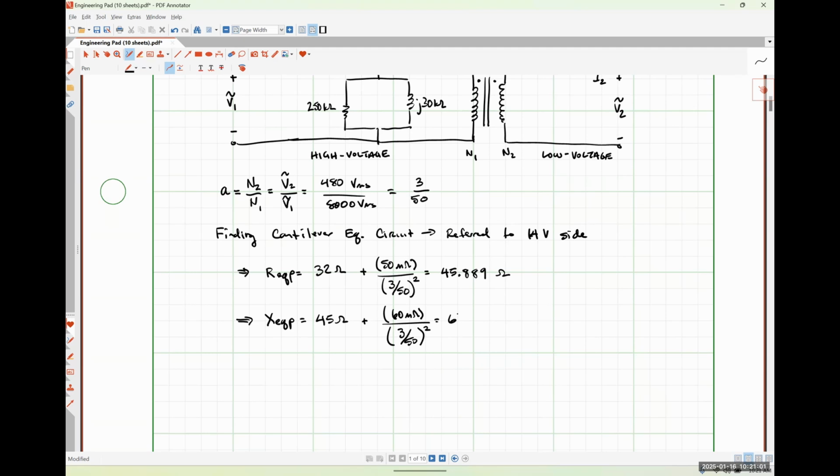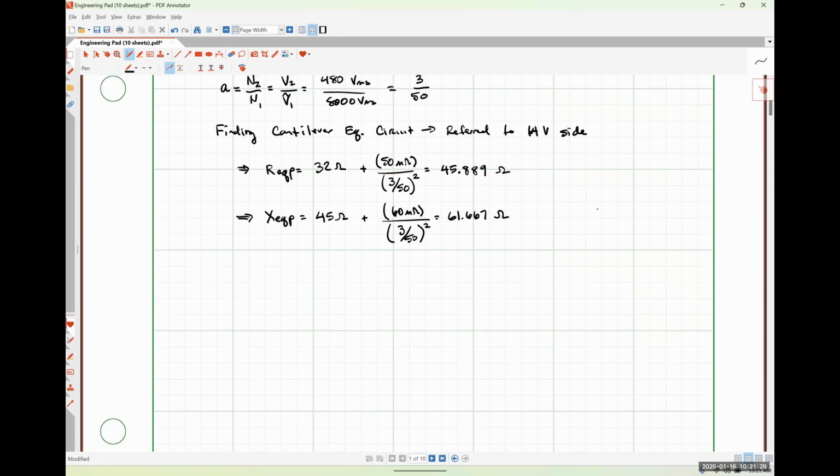And I get that to be 61.667 ohms. Do we need to do anything to our core resistance of 250 kiloohms? No, because it's already on the primary side. Do we need to do anything to our magnetizing reactance? No, because it's already on the primary side.